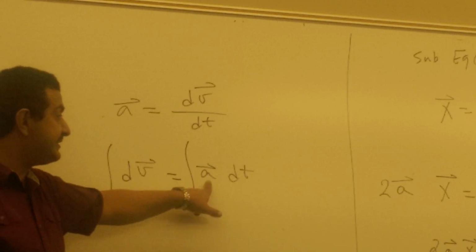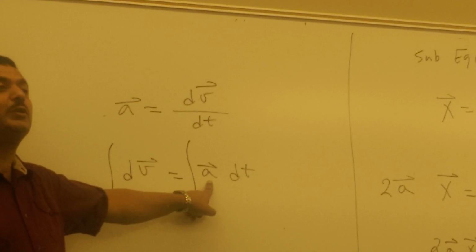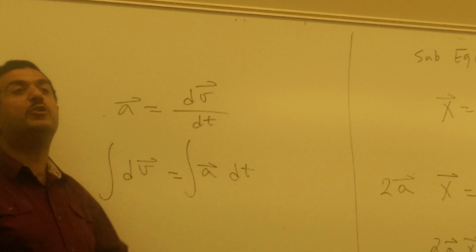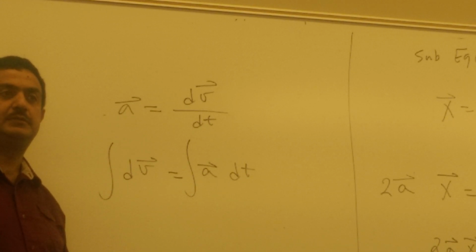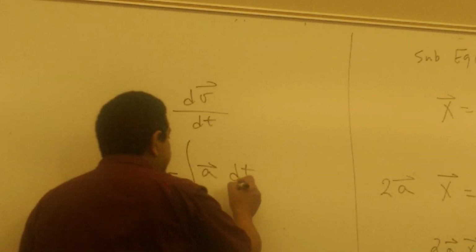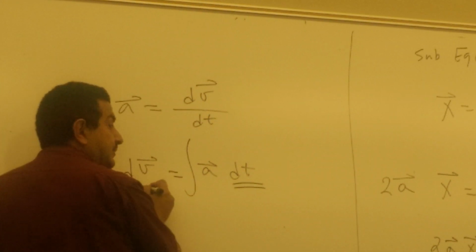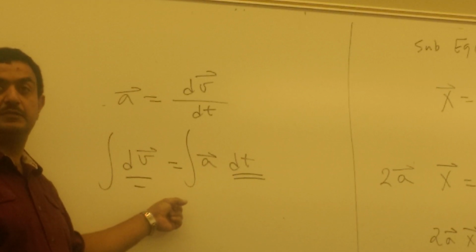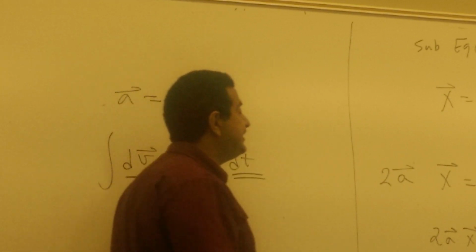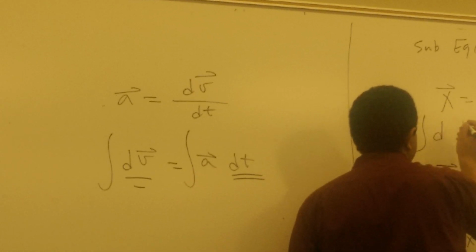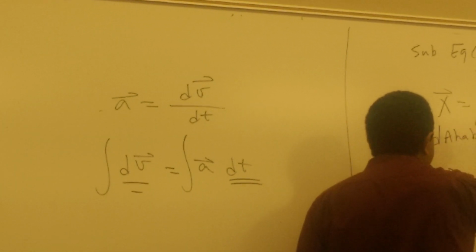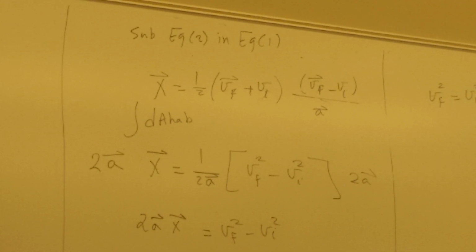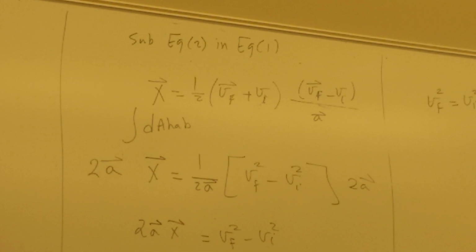Now, does a depend on t? That's the most important question you always ask. What am I integrating over? How do you know what you're integrating over? You look at the d something. We are integrating over t. We are integrating over v. So if you have this integration, what are you integrating over? Yeah, that's your variable. Always look for the d thing.